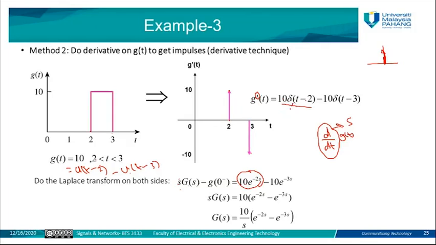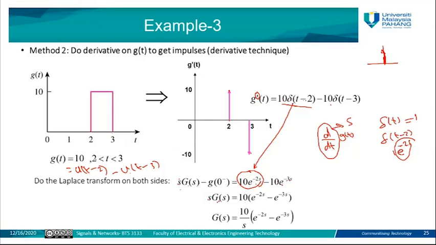the delta here, this part gives you this from the table. We said delta(t) gives you 1, but delta(t minus 2) will give you 1 times exponential negative 2s. This is because it is a shift, a time shift. It is a shift in the time domain, which means you need to add exponential negative 2s. So this is the derivative of the first function. This is the derivative of the second function, which is 10 exponential negative 3s.